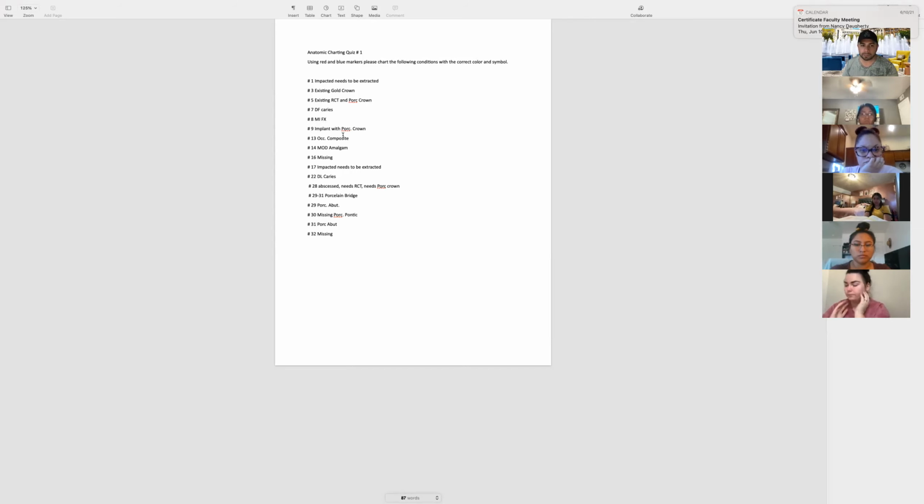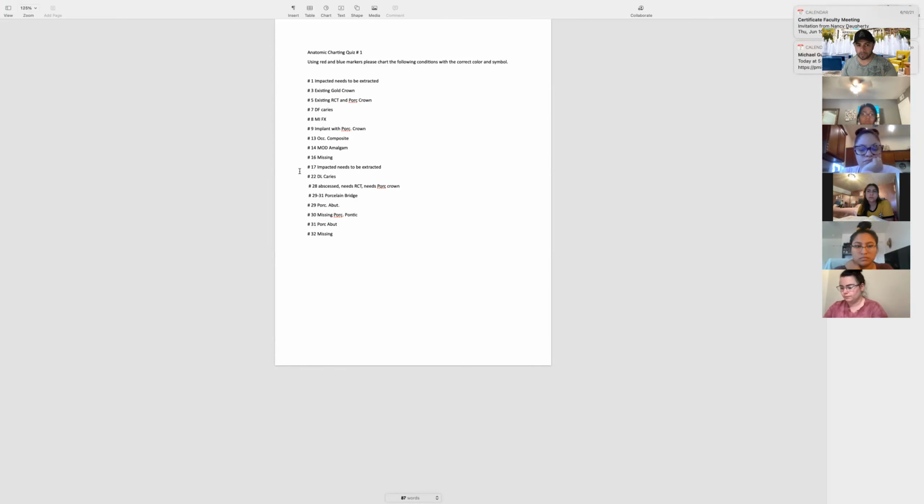Number 9 has an implant with the porcelain crown. That's blue, already done, already taken care of. Doesn't need anything else. Number 13 has an occlusal composite. Number 14 has an MOD amalgam. Number 16 is missing, so all these things will be blue. Number 17 is impacted and needs to be extracted. So again, that one's going to have a blue line, blue circle, and then a red cross going through it.